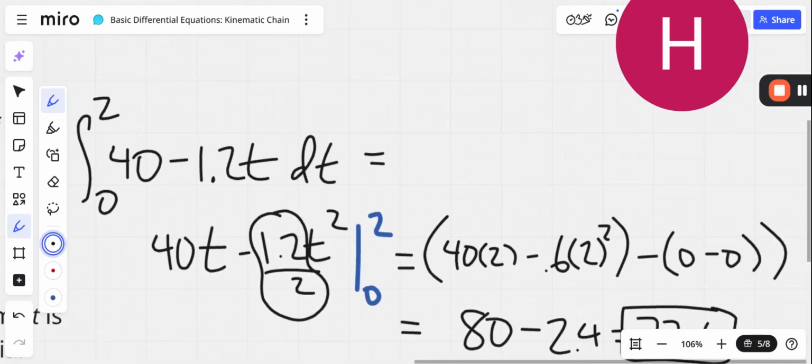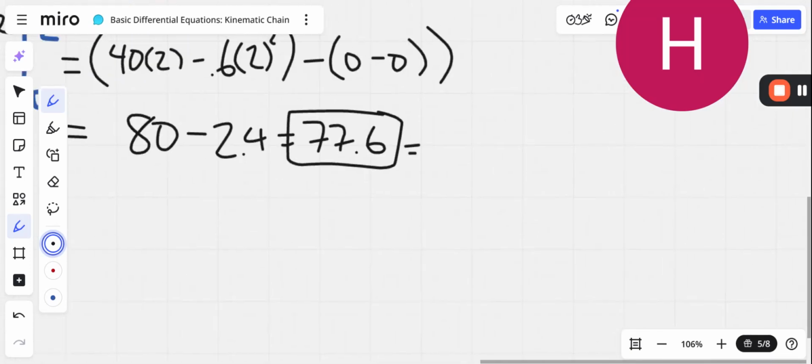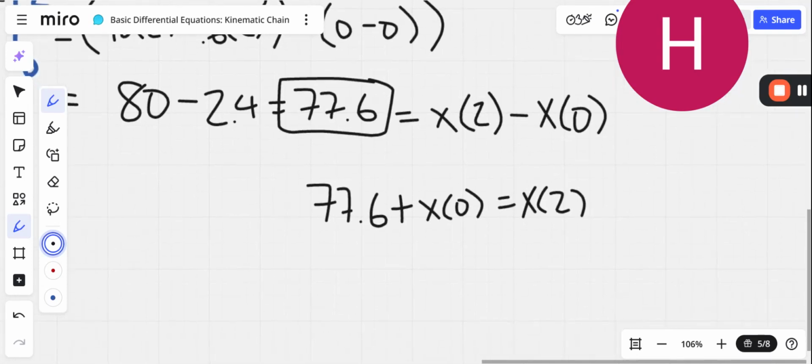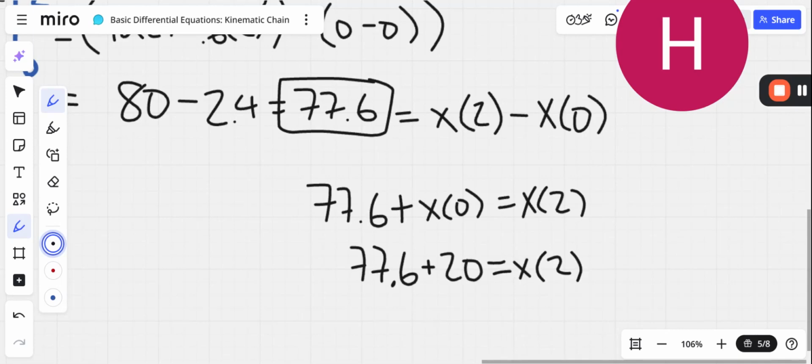Now, what is this integral expression equal to? It's equal to x of 2 minus x of 0. So we are not done here, ladies and gentlemen. This is not our final answer for the position at 2. We have to replace, we're going to add x of 0 on both sides. We have to replace x of 0. That's our initial condition. That's why we picked 0 as a time, because we know some information about the position at 0. It's 20.